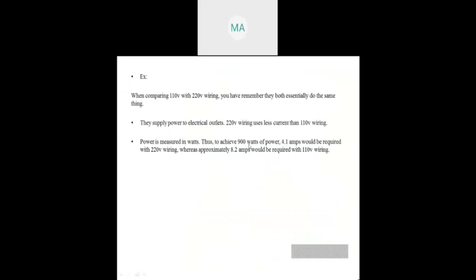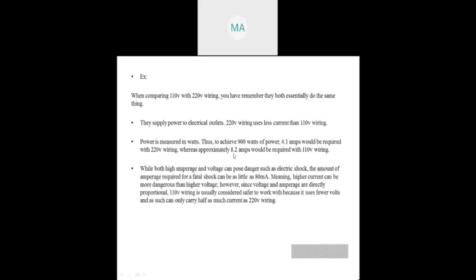If we measure the power, to achieve 900 watts of power we need about 4 amperes in 220 volts wiring. If it runs a motor of 900 watts, it may consume 4.1 amperes, which is suitable for 220 volts. Whereas if you use 110 volts with the same wiring, it will take 8.2 amperes. In the case of 110 volts, the wiring may be damaged.